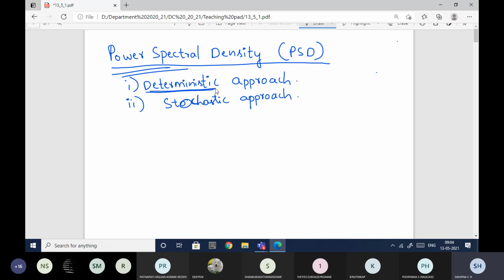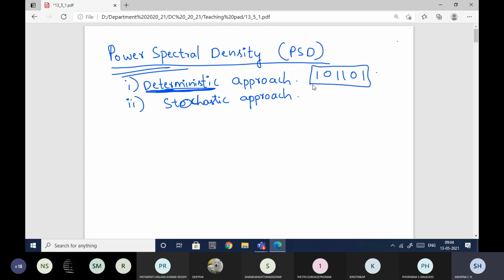What do you mean by deterministic? The word deterministic means we will be knowing the information prior. So whatever sequence I am transmitting, maybe 101101, this will be known to me beforehand. If that is known to me prior, that is said to be the deterministic approach.